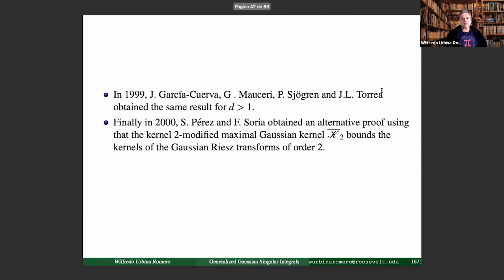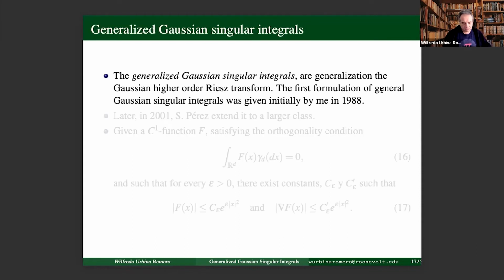Right? And Sonsoles also was able, using her method of very refined estimates of the kernel, to show that yes, the order 2 is L^p bounded and weak 1-1, but she gave an alternative estimate for the case p=1, but I don't have the time. I'm running out of time already.